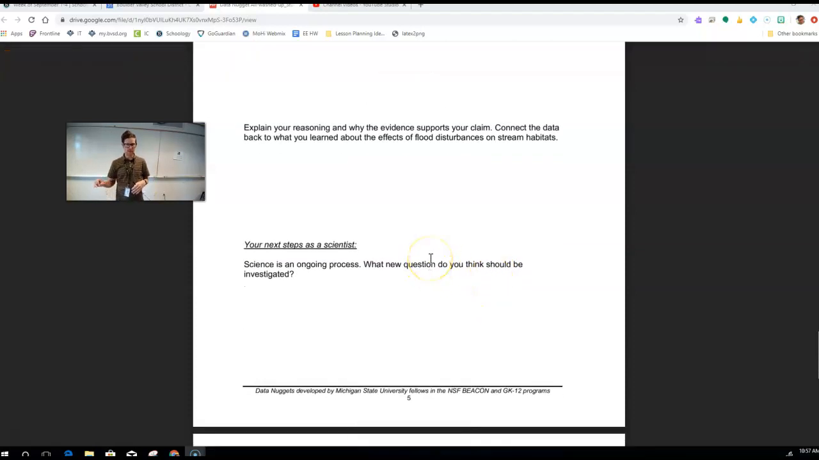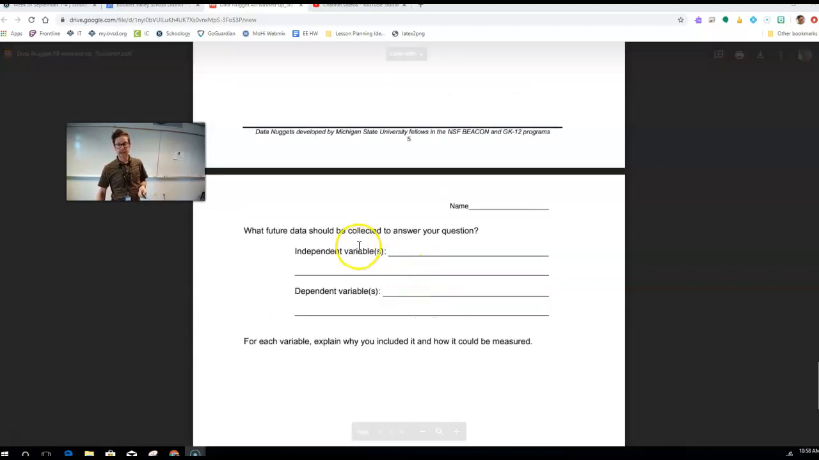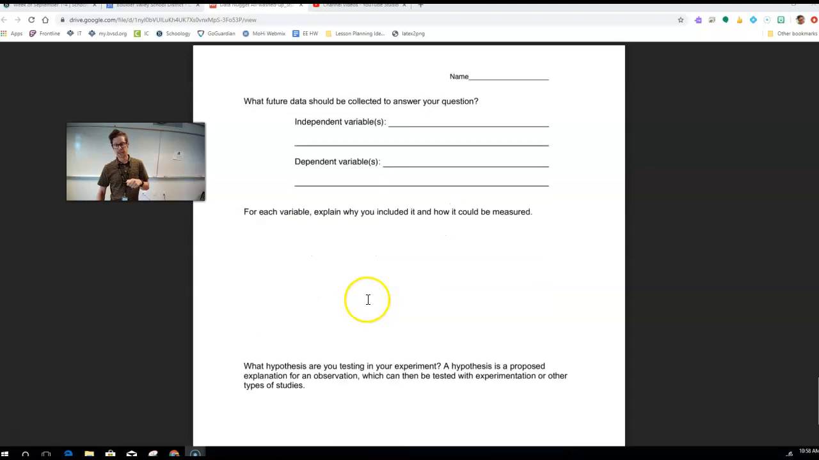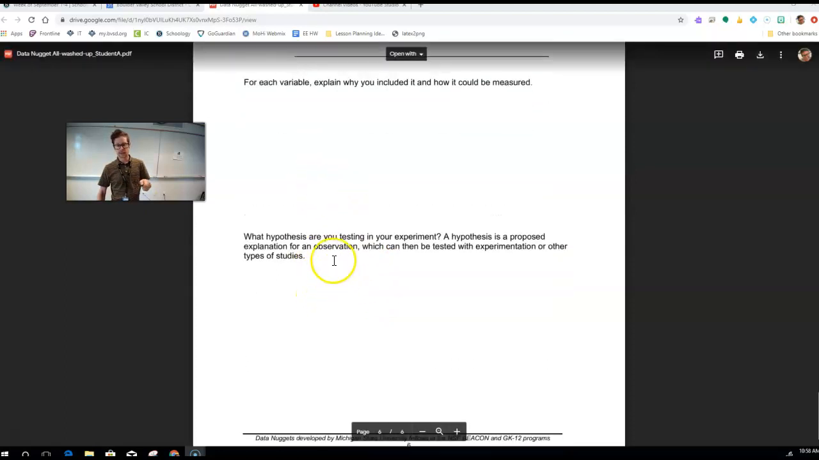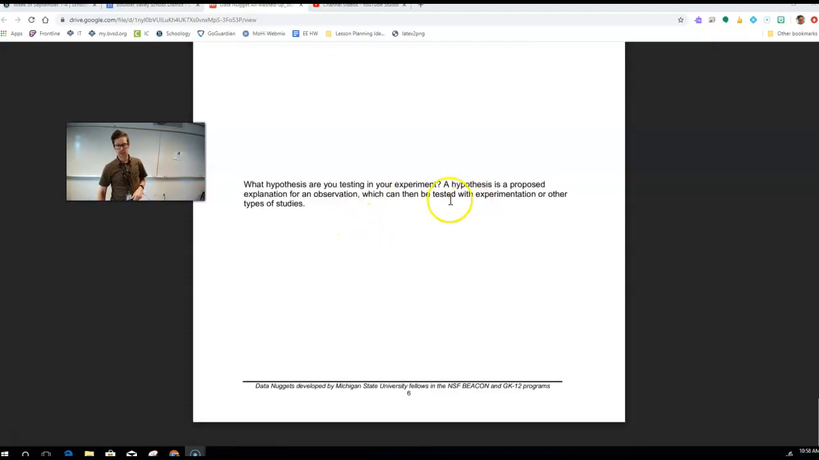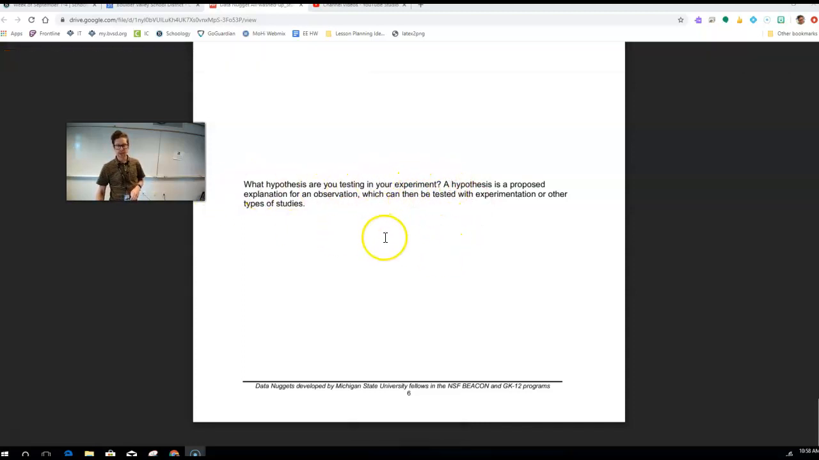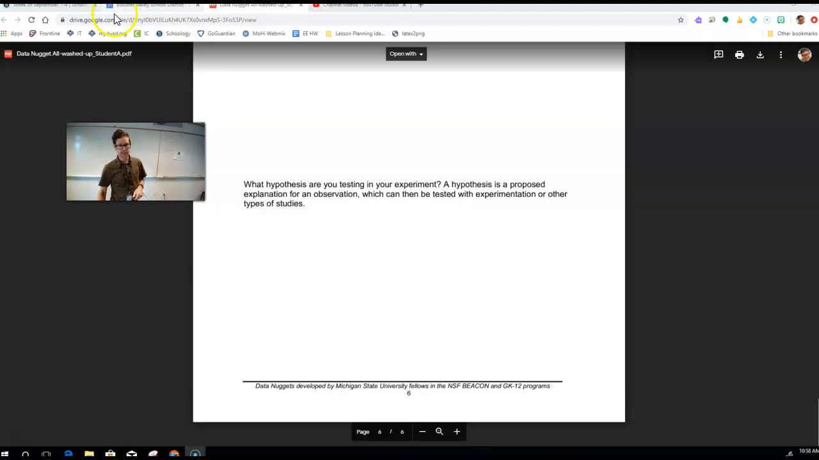Again, you're writing all of this down in your notebook as you go along. Then what new question do you think should be investigated? So this is where you think like a scientist: what is an interesting thing that we could ask next? And then how can you actually find variables that can answer the question? This is where you're taking their research and trying to move it into a new context, into something that you can do. So when you've gotten to this, what hypothesis are you testing in your experiment? Then you should be done with that data nugget.